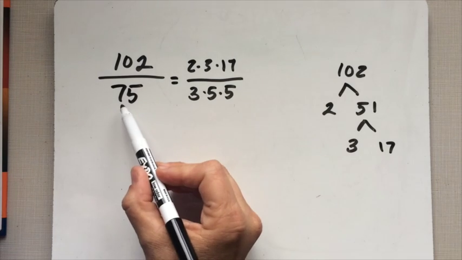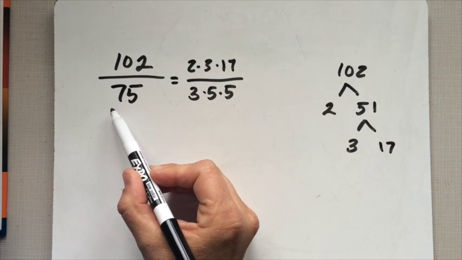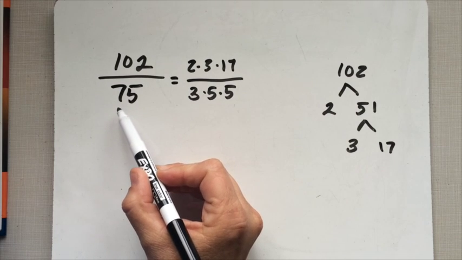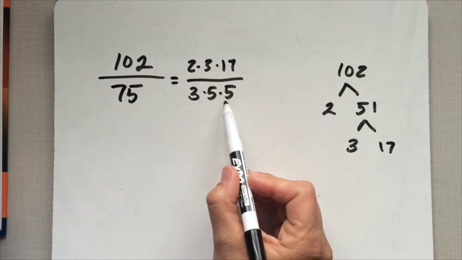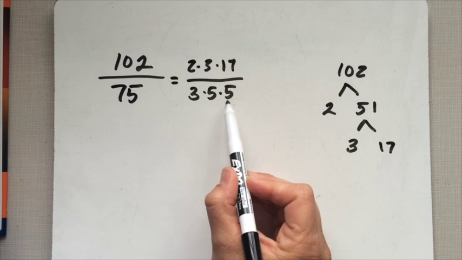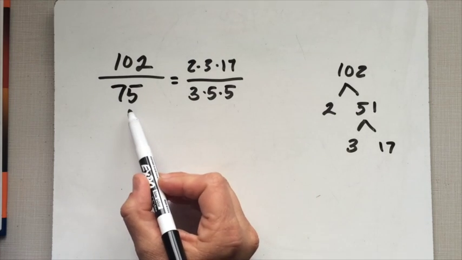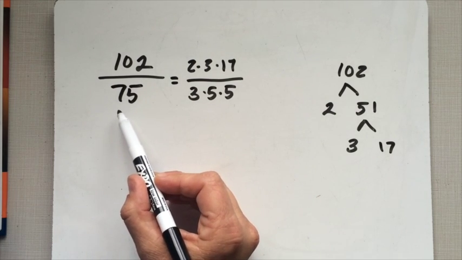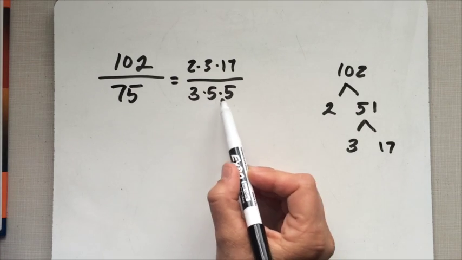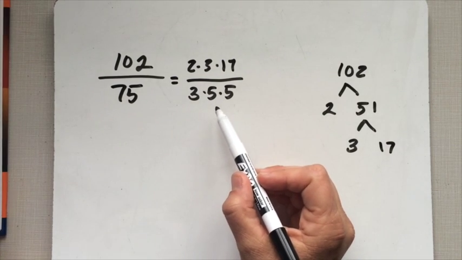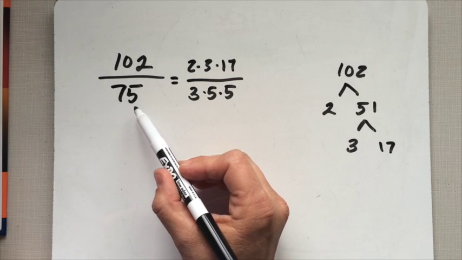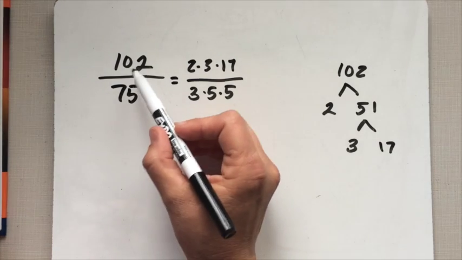All right, so 75, I don't need a factor tree for. 75, I think of 3 times 25, and I know 25 is 5 times 5. The more you practice doing prime factorization, the more you'll find the little tricks that make it faster, and the more you'll recognize the prime factors in numbers.